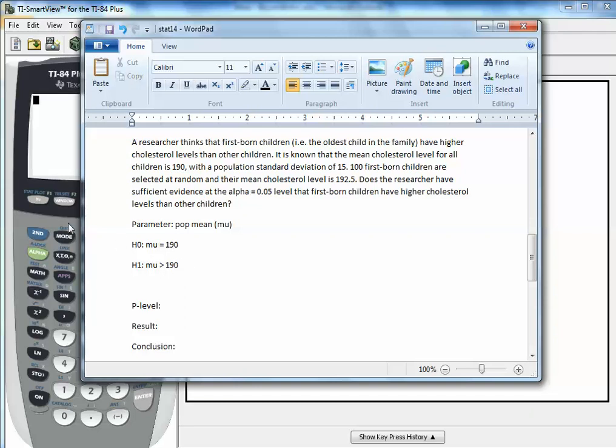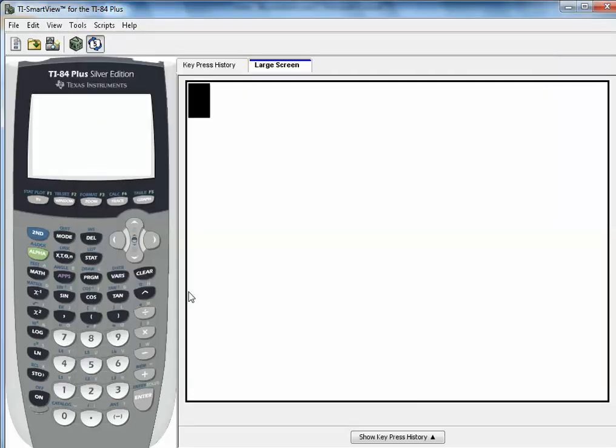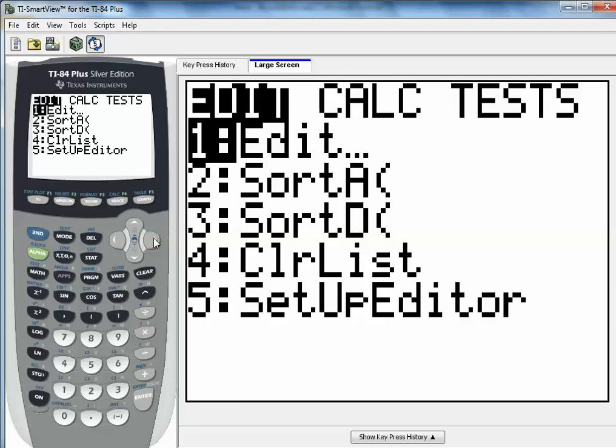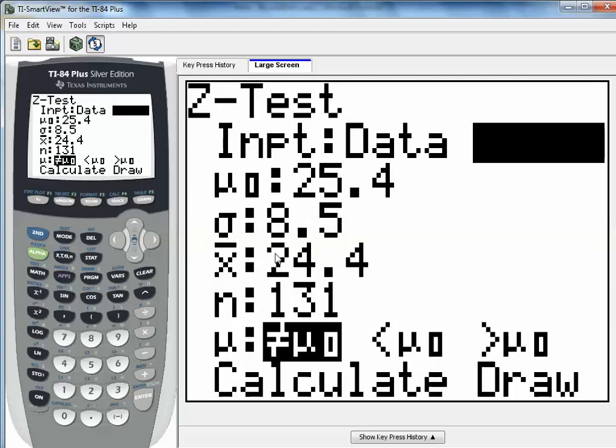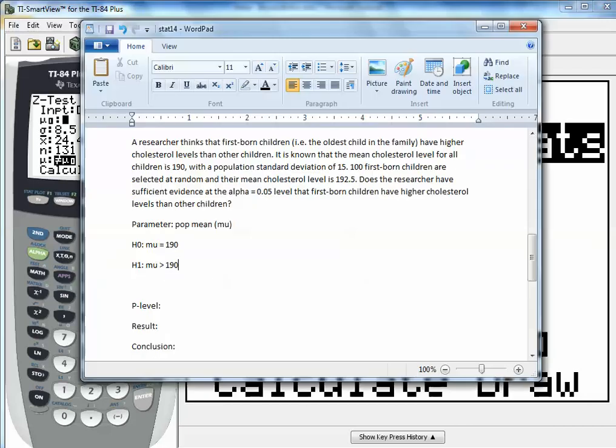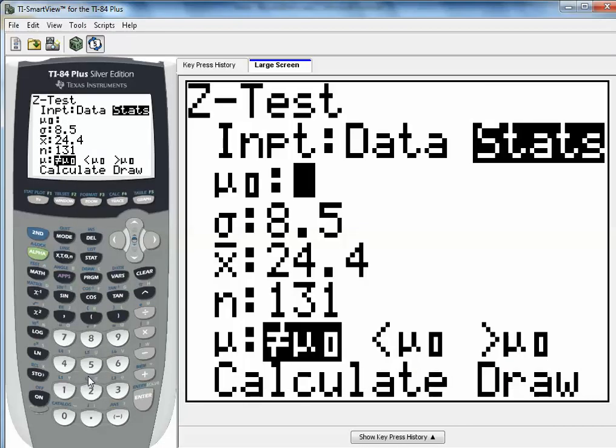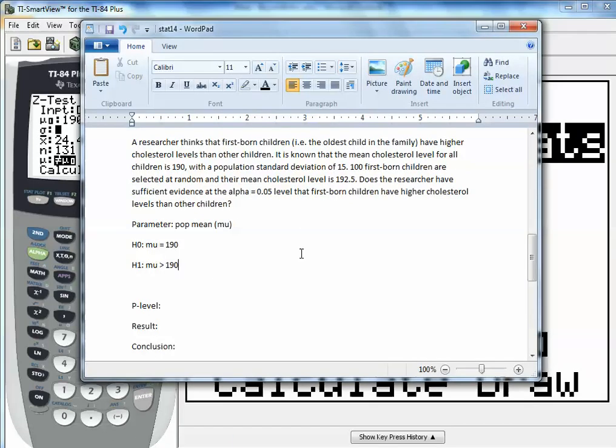There are several different ways to do this. You can do it with confidence intervals, or by finding probabilities with areas. But the way I like to do it is in STAT TESTS with ZTest. So use ZTest, and then we fill in all this stuff. If you look at the post I put on D2L, it tells you what all this should be. Mu naught is the population mean, which here is 190. Sigma is the population standard deviation, which is 15.